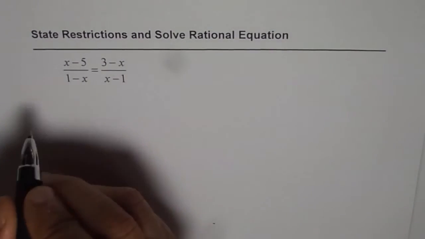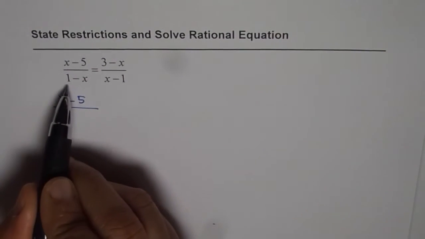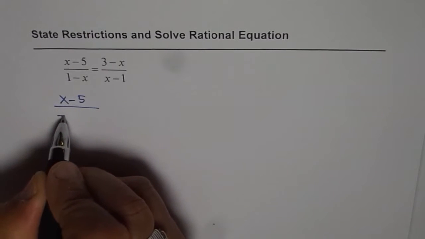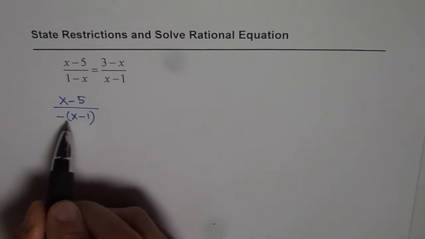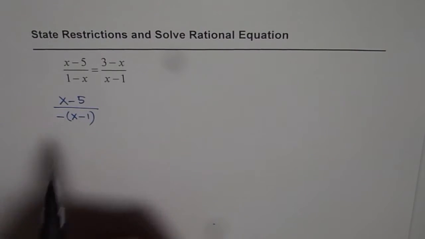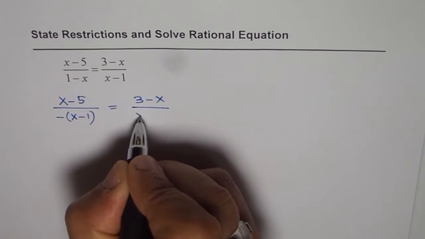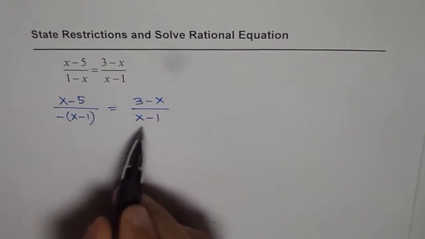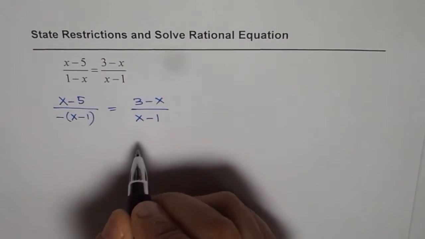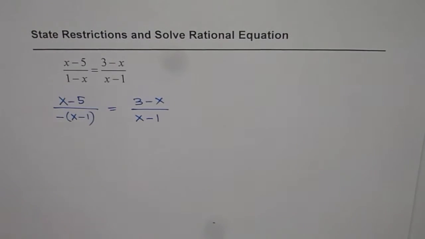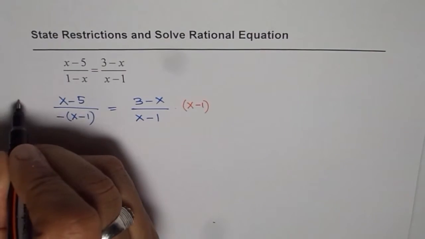So let's begin by rewriting the question, which is (x minus 5) over (1 minus x). I could write this as minus of (x minus 1). Do you see that? If I open this, I get 1 minus x, right? Is equal to (3 minus x) over (x minus 1). Do you see that? Now, if I multiply both sides by x minus 1, what do I get?